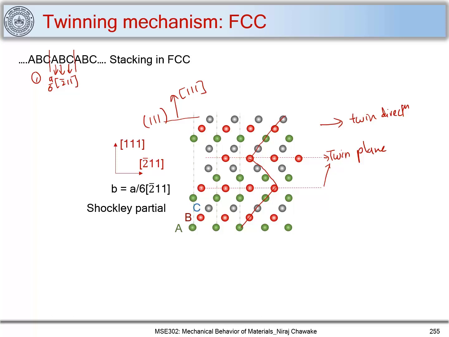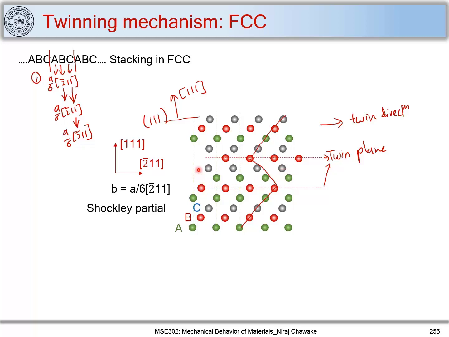The next time, we moved the B and C layers by a/6 [-2 1 1]. And the third time, we moved only the C layer by a/6 [-2 1 1]. So we moved the A layer by a/6 [-2 1 1], the B layer by 2 times a/6 [-2 1 1], and the third layer, the C layer, by 3 times a/6 [-2 1 1], which resulted in the twinning of this region, or formation of this twin.